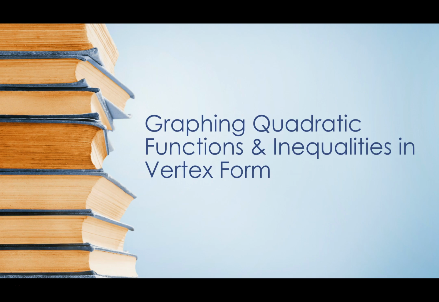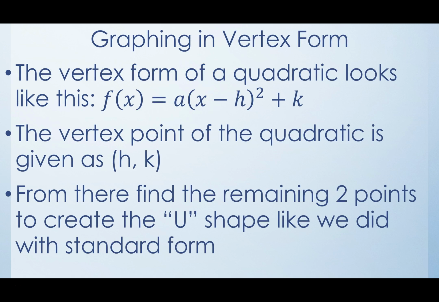Okay, so last time we talked about graphing quadratic functions and inequalities in standard form, so this time we're going to talk about it in vertex form. Again, like with the previous section, we're following along in the textbook, sections 3.1 and 3.7, for the Glencoe Algebra 2 textbook, the 2018 edition. So vertex form, as we discussed last time, looks like this: a(x - h)² + k.